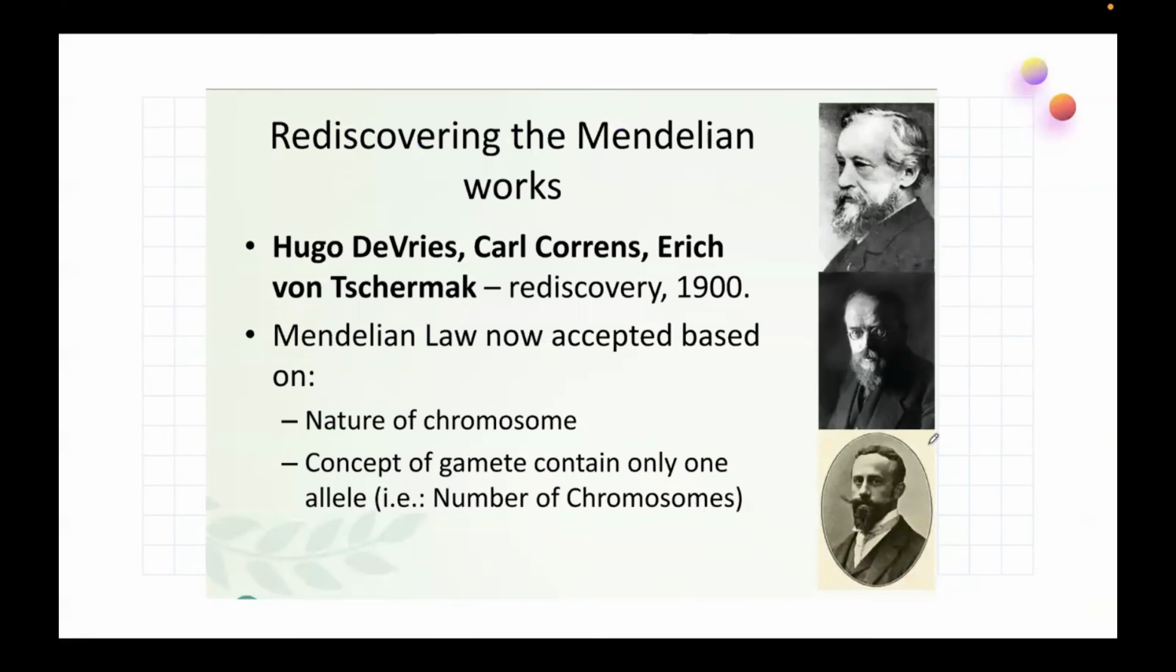Rediscovering the Mendelian works, it was Hugo de Vries, Carl Correns, and Erich von Tschermak. Okay, I don't know if I'm pronouncing it right. They discovered the Mendelian works during 1900. The Mendelian law is now accepted based on the nature of chromosomes, and then the concept that a gamete contains only one allele. So ito, madidiscuss to sa inyong cytogenetics.